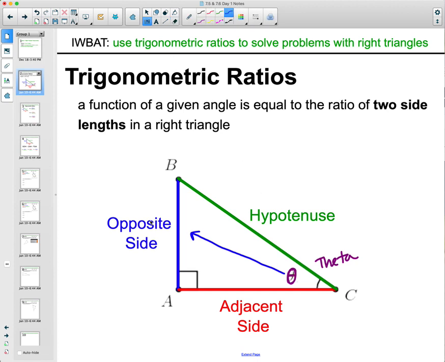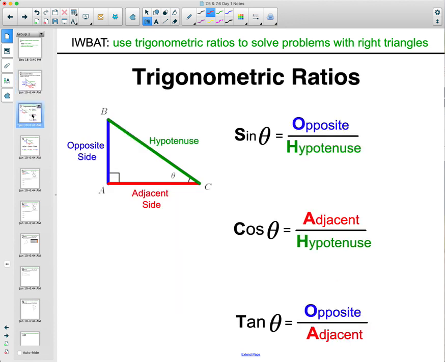So it's going to be dependent on the angle. So opposite side is across from the given angle. Adjacent side is next to. Okay, so opposite is across, and adjacent is next to, and then remember the hypotenuse is always, always, always the one across from the 90-degree angle.